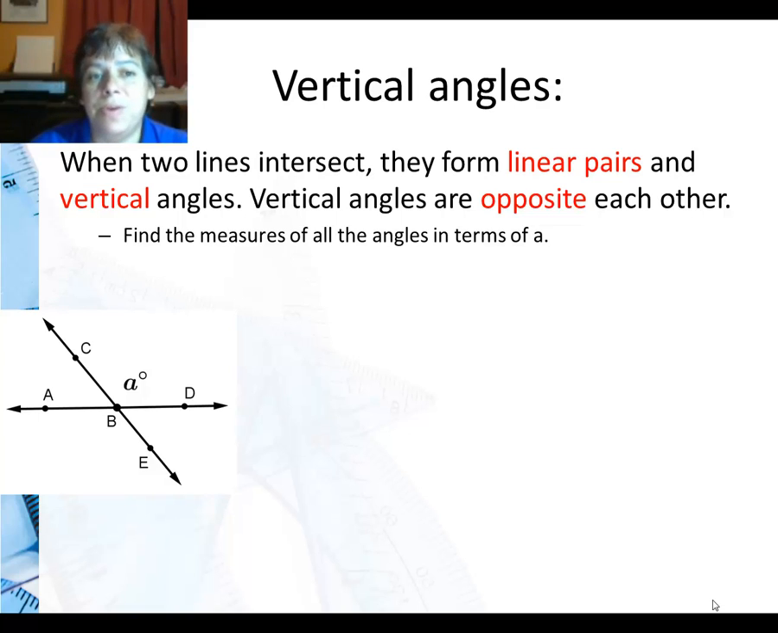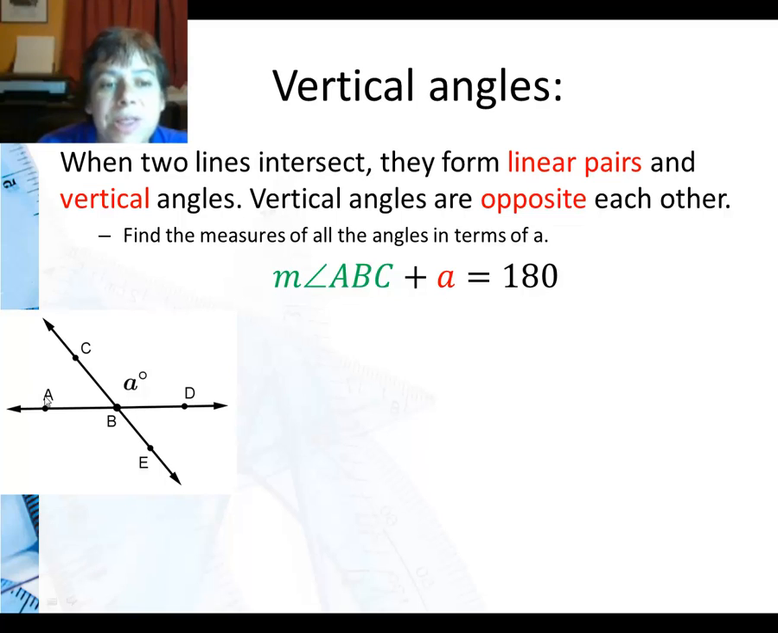So, what are vertical angles? Well, when any two lines intersect, they form linear pairs and vertical angles. The vertical angles, as I mentioned earlier, are opposite each other. It's like they're pointing at each other. Now I'm going to set up this situation where I'm just trying to deal with how vertical angles behave for any measure. So I'm not telling you how big angle CBD is. I'm just saying it's a degrees. And let's see if we can figure something out about the relationships.